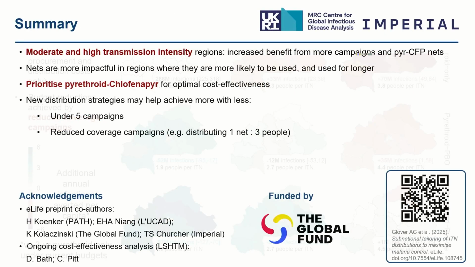So finally, just to summarize, moderate and high transmission intensity regions are more likely to benefit from more campaigns and chlorfenapyr nets, and nets are more impactful where they're more likely to be used and used for longer, and prioritizing chlorfenapyr nets is very important for optimal cost effectiveness. And as we're moving forward, we will need to start thinking about new distribution strategies to help us achieve more with less, such as under 5 campaigns or reduced coverage campaigns. So finally, if you remember one thing from today, fewer, better nets can avert more cases. Thank you.